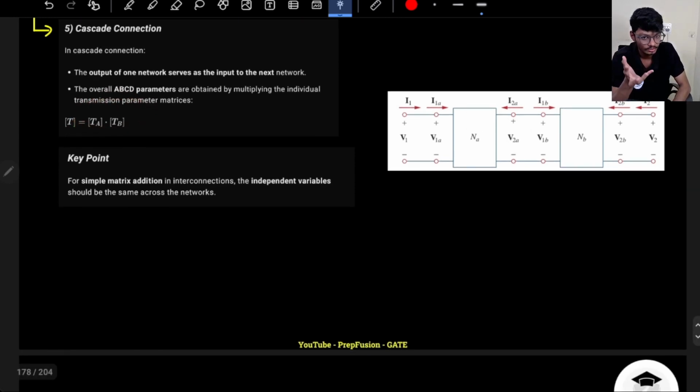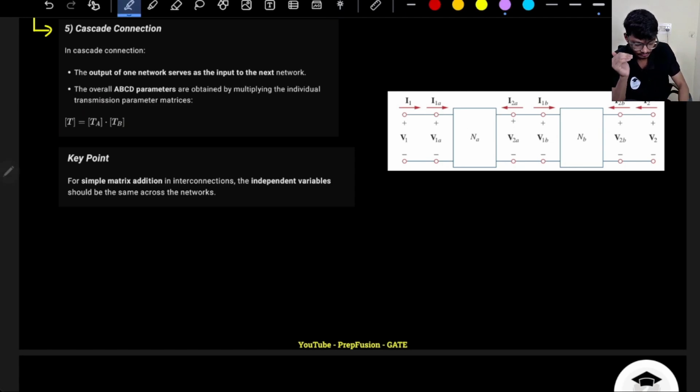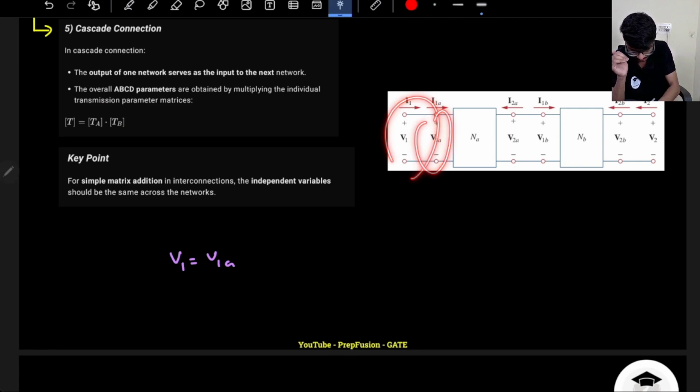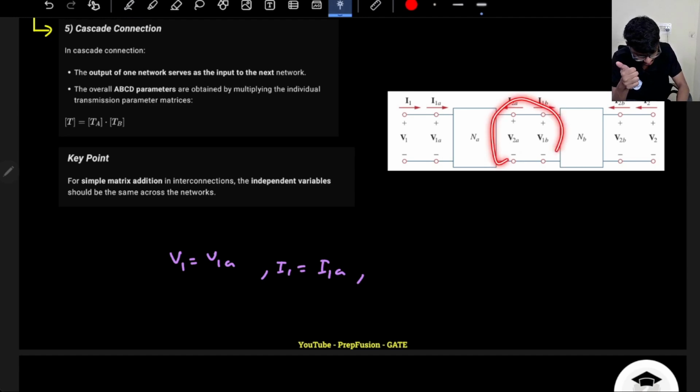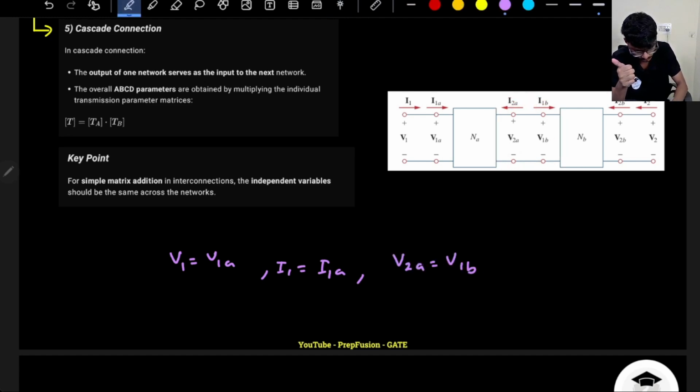So how is it possible? So what are constant here? If you understand, my V1 is equal to V1A, you can directly see the input side. And my I1 equals I1A. So for network A, the input is the same voltage and current. Also, one more thing is that in between here, V2A is equal to V1B. Okay, this is just a parallel connection. So V2A is equal to V1B, and my I1B is equal to minus I2A.